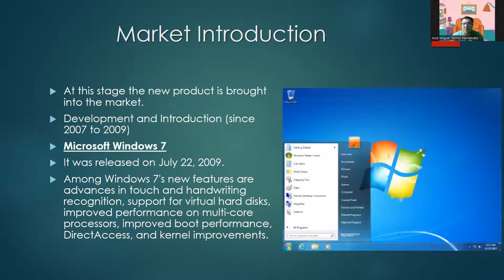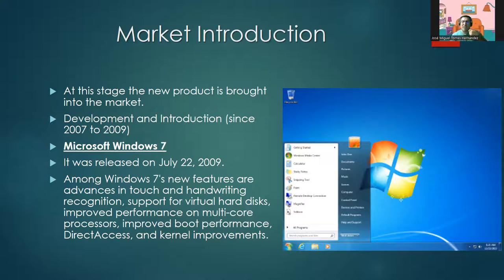Well, the first stage, market introduction. At this stage, the new product is brought into the market. The product started development in 2007 and introduction was in 2009. It was released July 22, 2009, with that name, Microsoft Windows 7. That's the commercial name. Among Windows 7's new features are advanced touch and handwriting recognition.